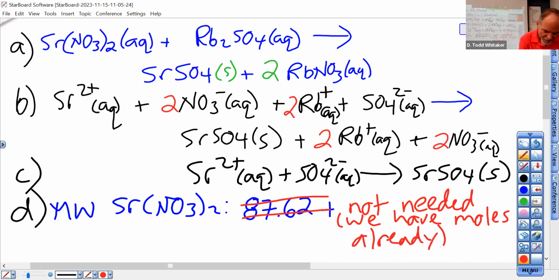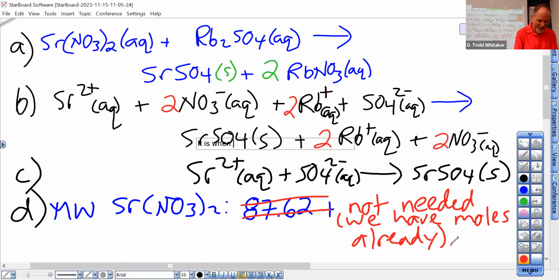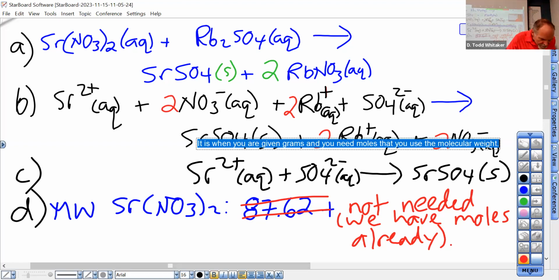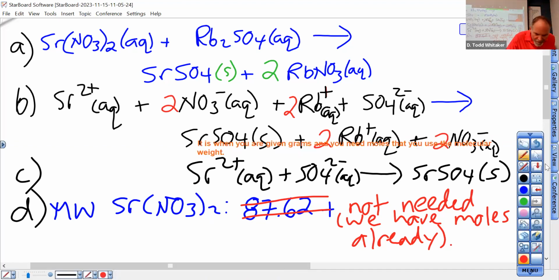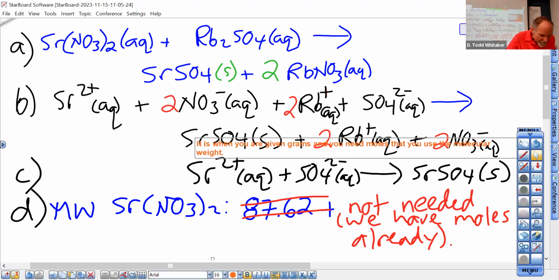So I'm going to write that down. It is when you are given grams and a formula that you need molecular weight. It is when you are given grams and you need moles that you use the molecular weight. And we'll make that bold and orange for caution and move it down. Good, there you go.